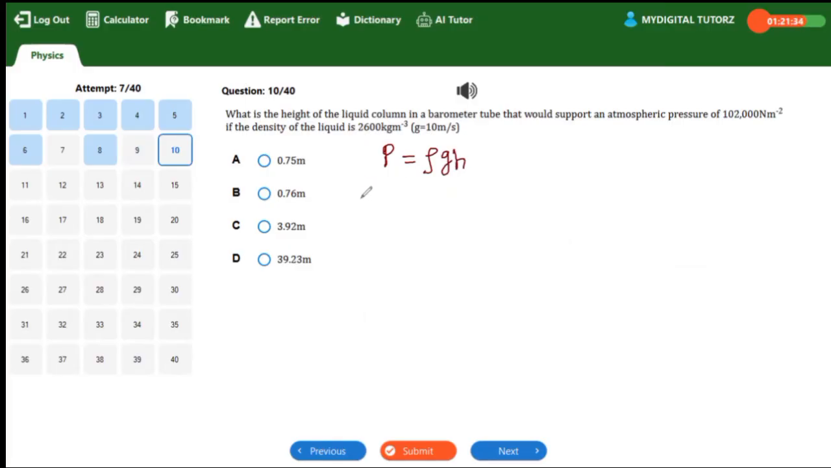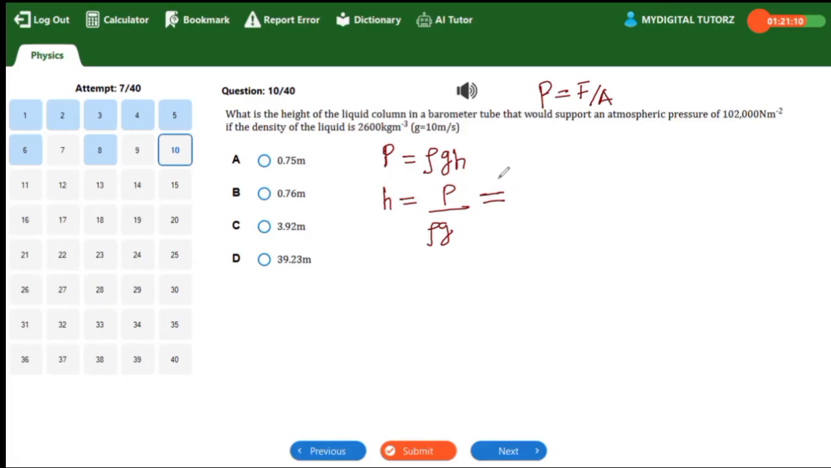So here we are asked to find the height. Therefore, height is equal to the pressure all over the density times g. As simple as this. So anytime you are asked to find pressure or height and it relates to liquid, this is the formula you're going to use. But if it relates to solid, pressure is equal to force all over area. Please take note.